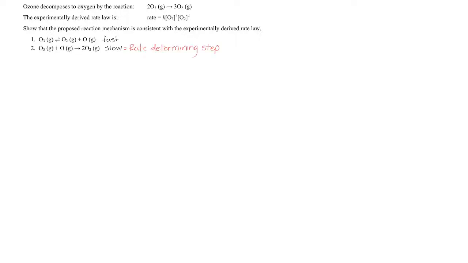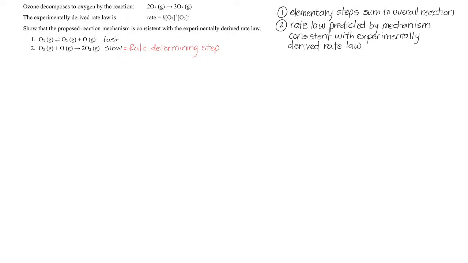To prove that a proposed reaction mechanism is consistent with an experimentally derived rate law, we must satisfy two conditions. First, the elementary steps of the reaction mechanism must sum to the overall reaction. And second, the rate law predicted by the mechanism has to be consistent with the experimentally derived rate law.